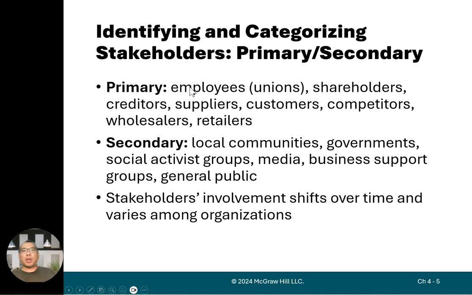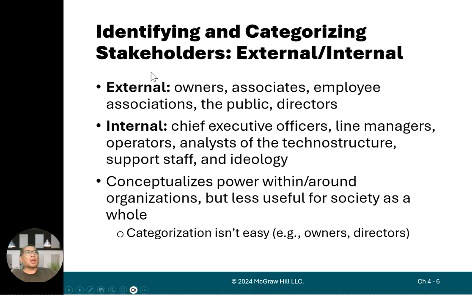Then identify and categorize the stakeholders as primary or secondary. Primary are employees or unions, shareholders, creditors, suppliers, customers, competitors, wholesalers, and retailers. That's the primary. Number two, secondary, which are local communities, governments, social activist groups, media, business support groups, and external publics as well. Stakeholder involvement shifts over time and varies among organizations.